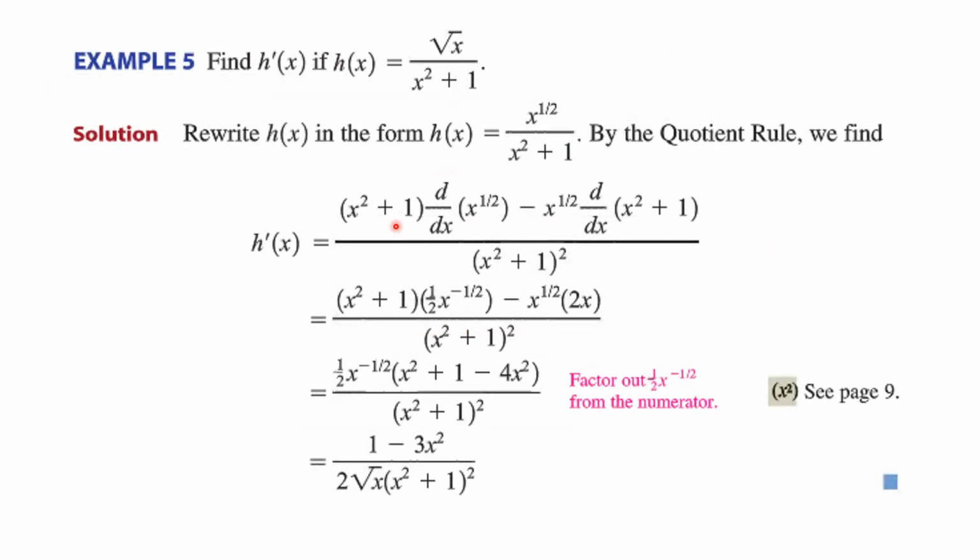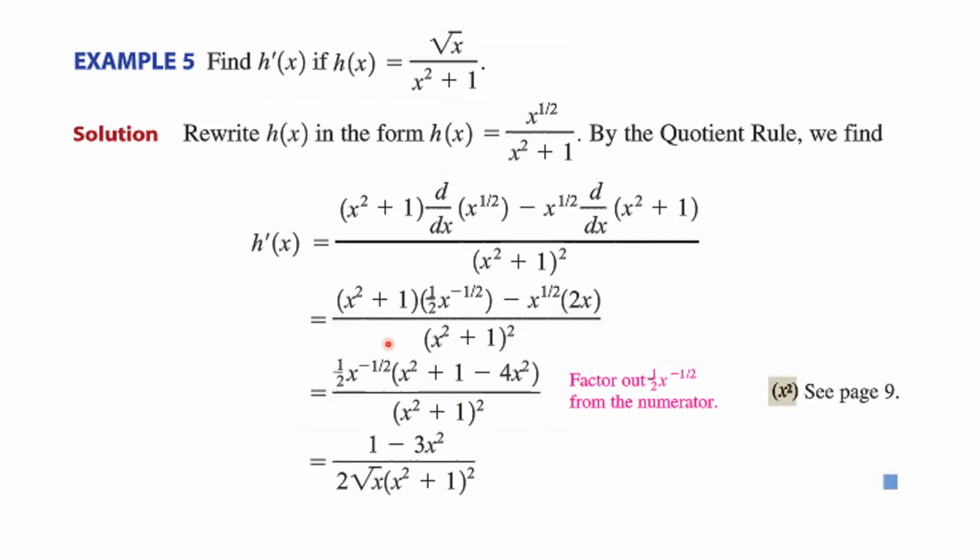So it's going to be denominator times derivative of the numerator minus numerator times derivative of the denominator, all divided by the denominator whole squared. So this derivative is going to be 1/2 x to the minus 1/2. This derivative is going to be 2x. And so that's what we have.